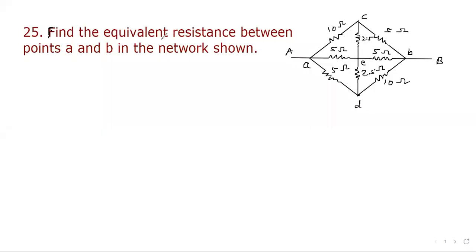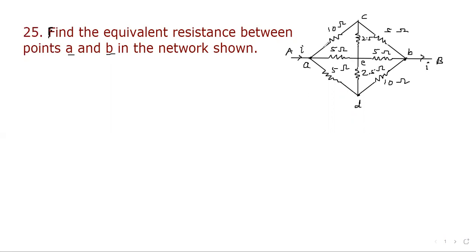Question number 25. Find the equivalent resistance between points A and B in the network shown. Here this is point A, this is point B. We have to find out the equivalent resistance. Here the network is shown. So we assume that current I enters at this point and leaves at this point.